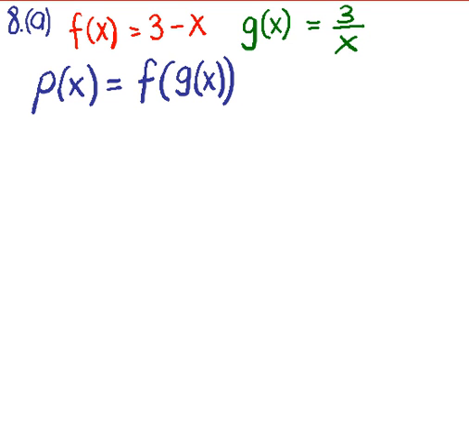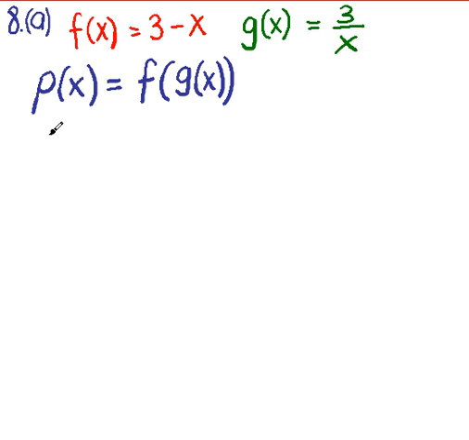This is question number 8. We're told that f of x equals 3 minus x and g of x equals 3 over x, where x doesn't equal 0. Part A asks us to find p of x, where p of x equals f of g of x.